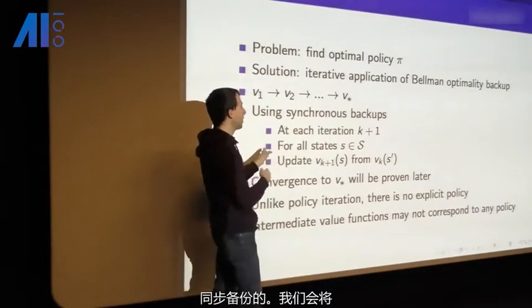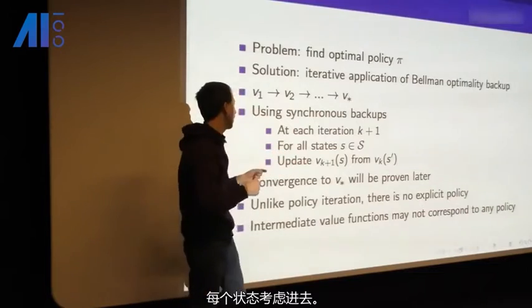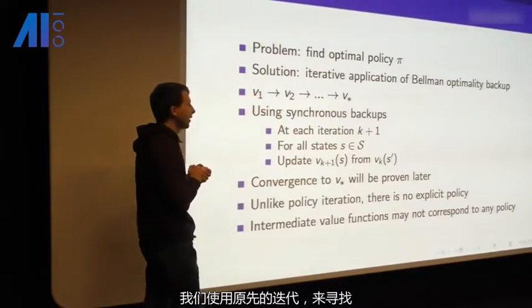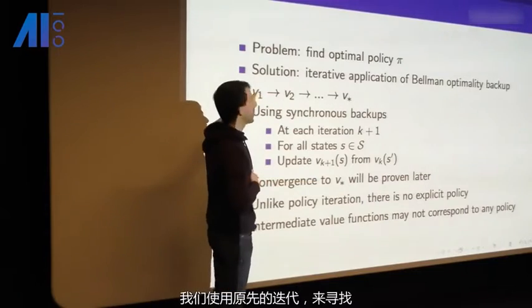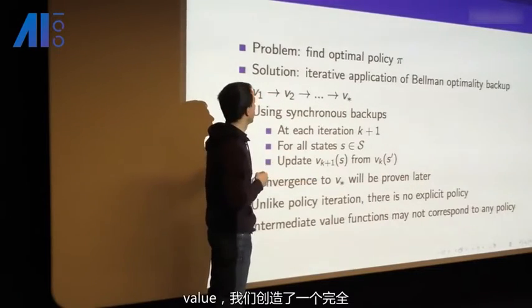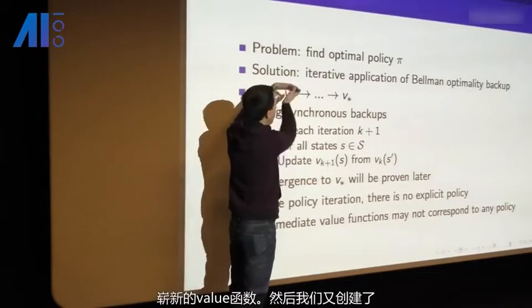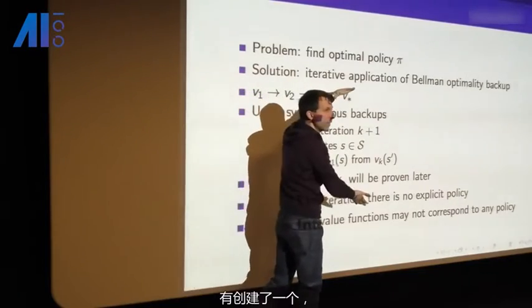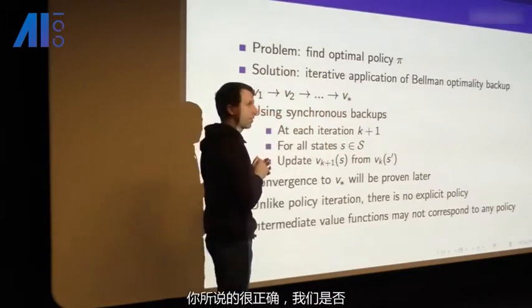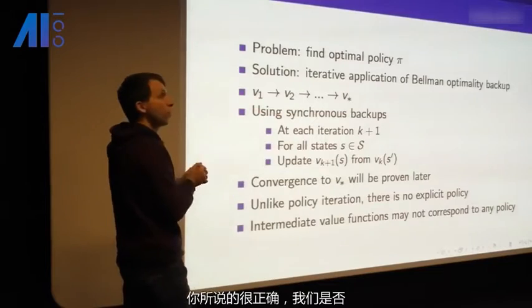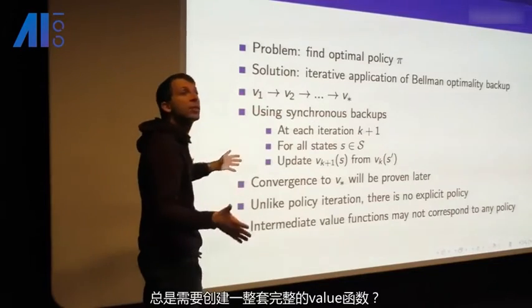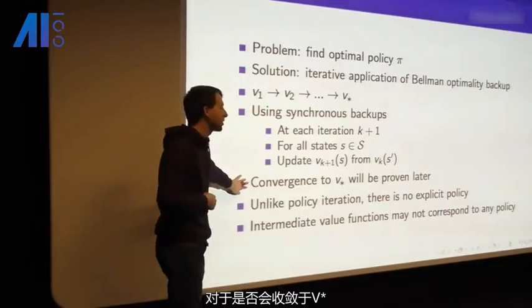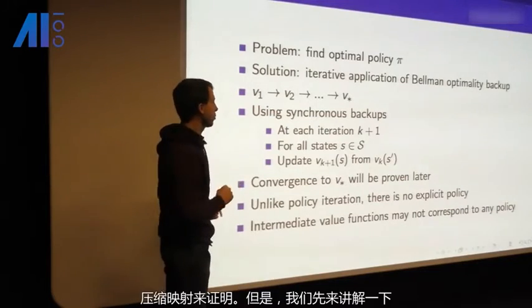So each iteration, we consider each state in turn, and we do one of these one-step look-aheads from that state, using our previous iteration to seed the values. We build a whole new value function, and then we build a whole new value function again, and again. And the question correctly earlier was, do you always have to build the entire value function? And we'll see that you don't actually in the next slides. But convergence to V star, we can again prove using a contraction mapping.